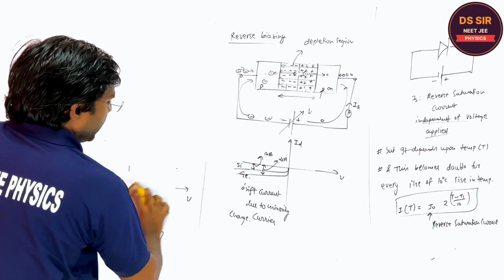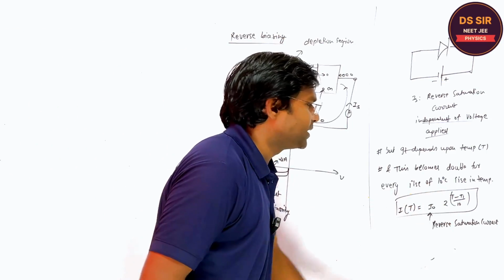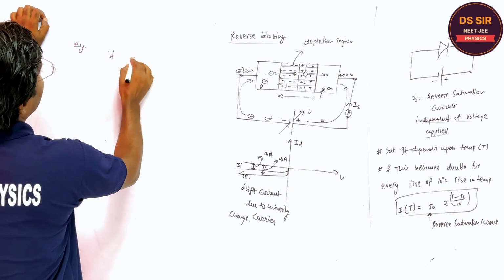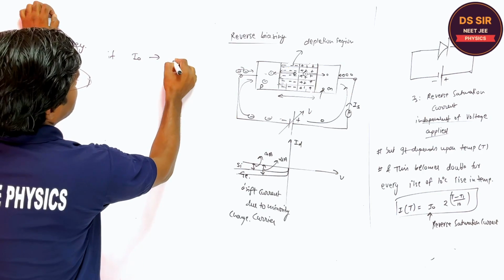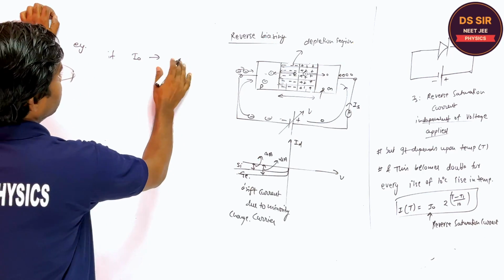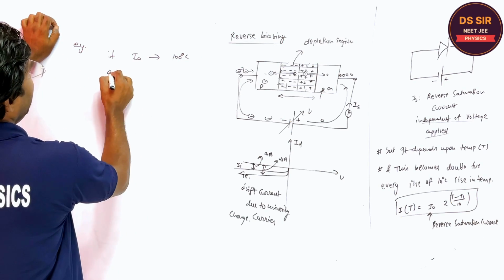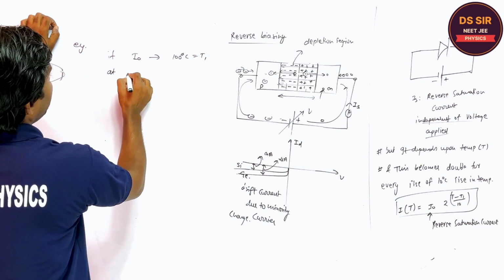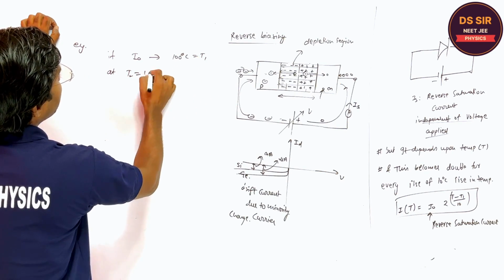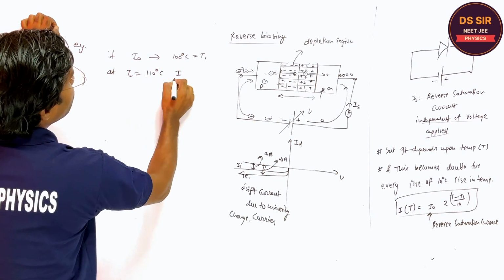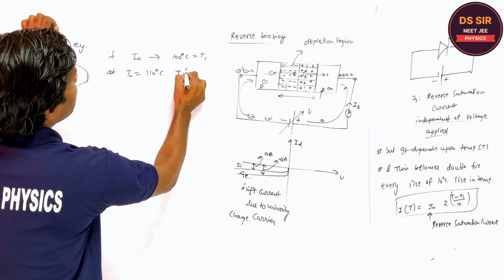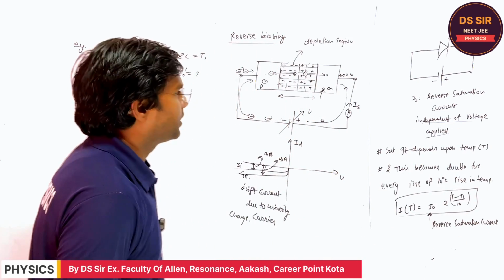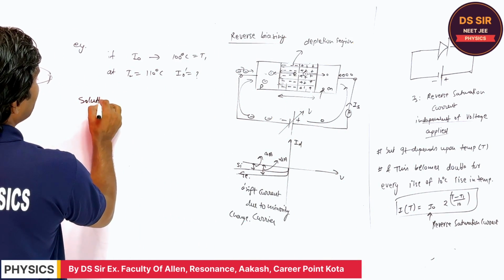Okay, listen one thing. If you increase the temperature by 10 degrees centigrade, the reverse saturation current becomes double. For example, if I naught is the current at T1 equal to 100 degrees centigrade, and T2 is equal to 110 degrees centigrade, what is the value of the reverse saturation current? Every rise of 10 degrees centigrade, the reverse saturation current becomes double. So I am explaining this.